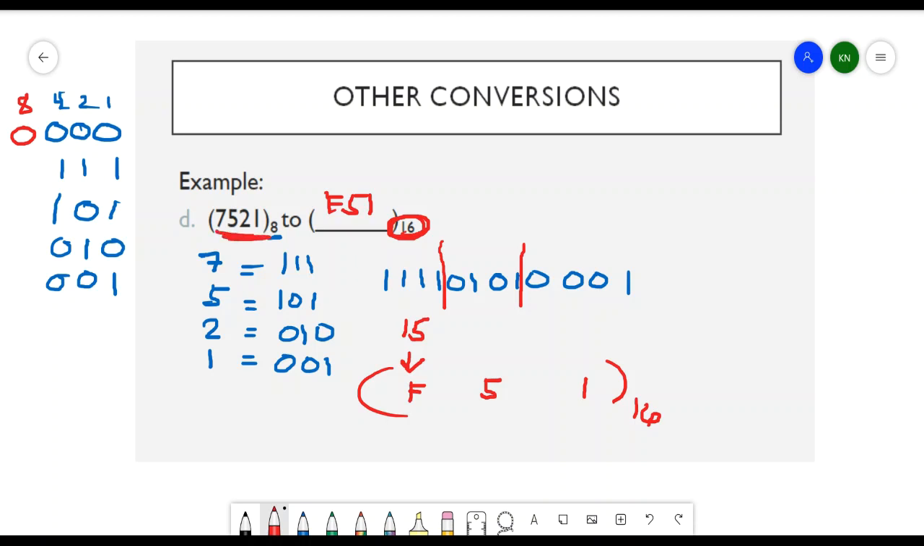So that's it. That is how we convert other number systems to other number systems, and other number systems to decimal.